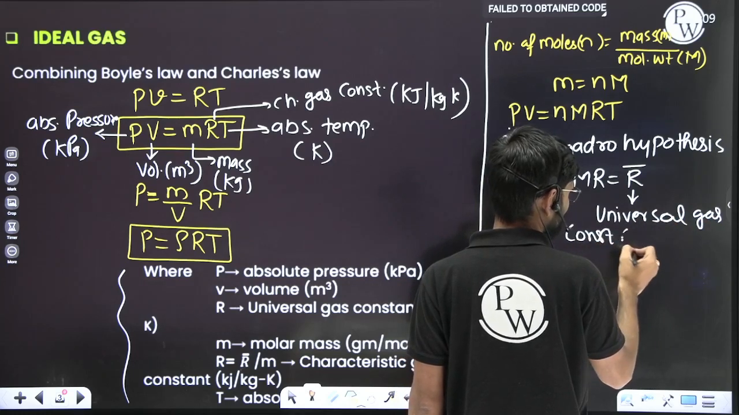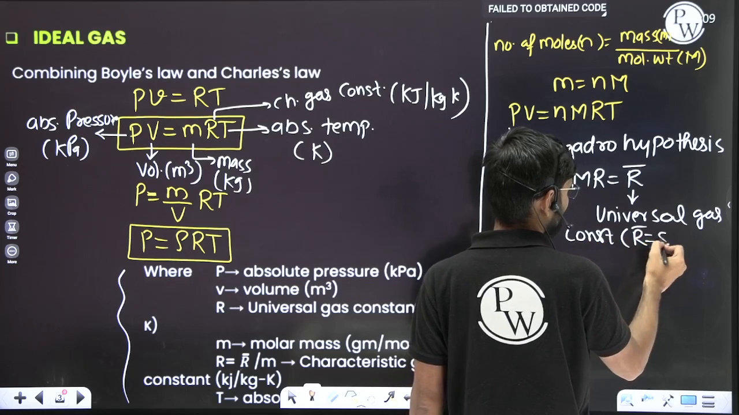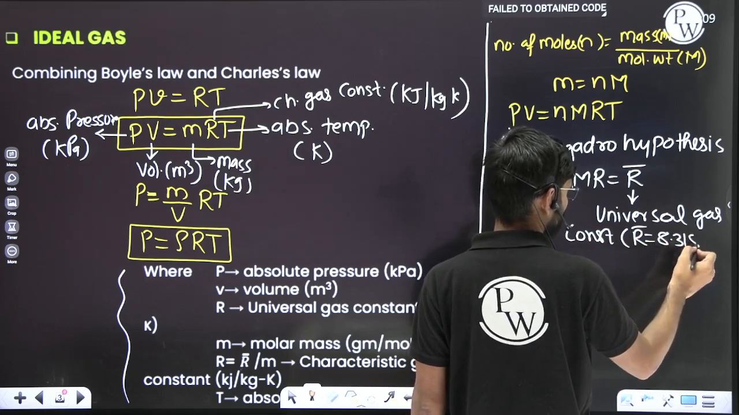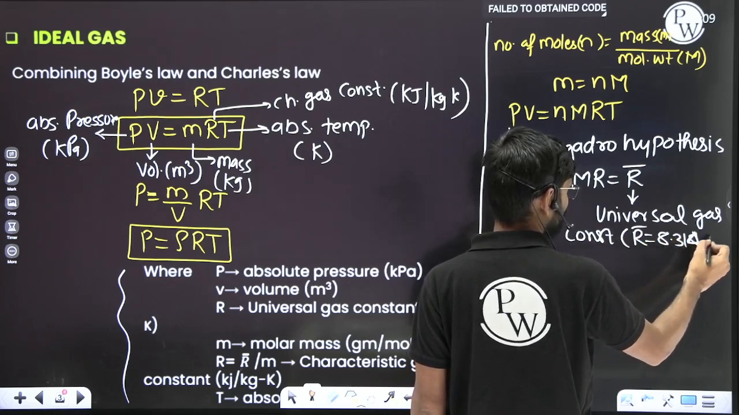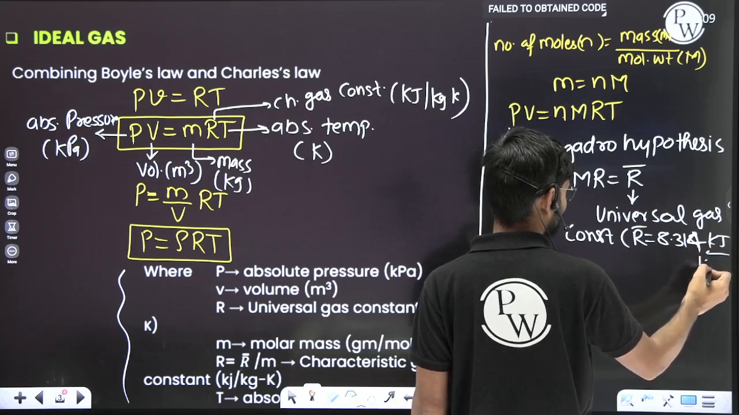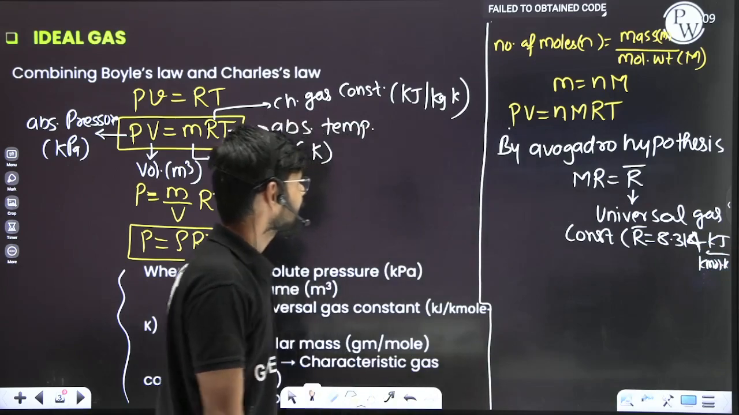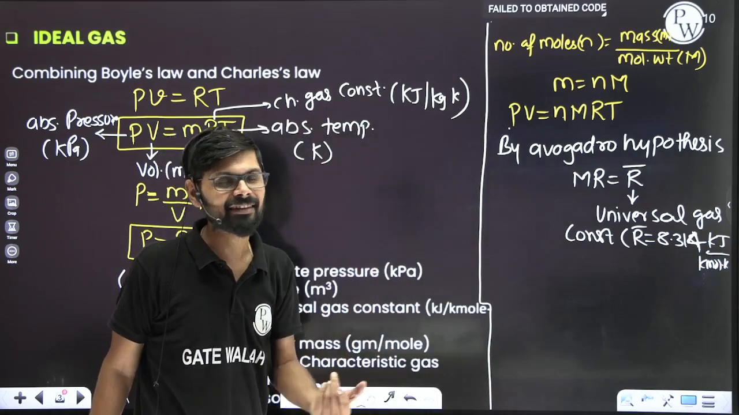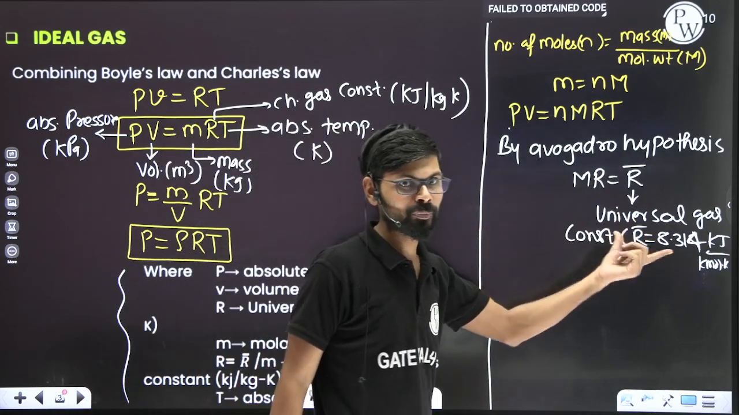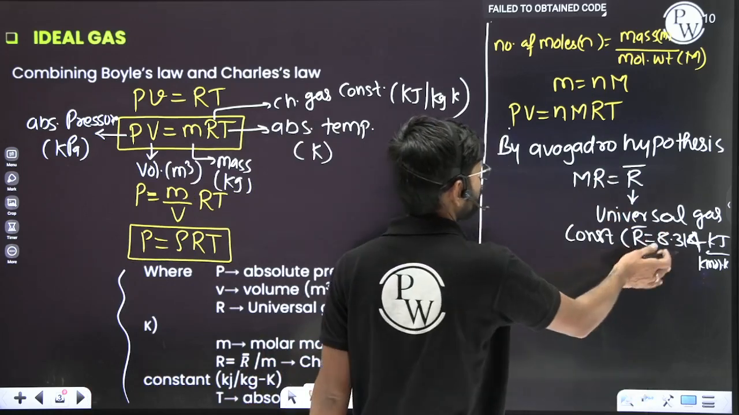Its value, R bar, is 8.314 kilojoule per kilomole Kelvin. Always remember. The characteristic gas constant is in kilojoule per kg Kelvin. R bar is defined per mole, and the characteristic gas constant is defined per mass. So just put this value here.